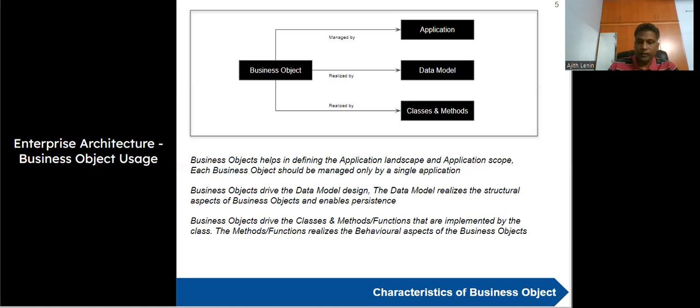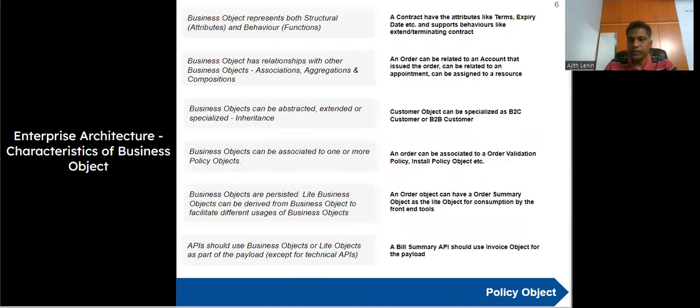Now let's quickly look at the characteristics of business objects. Business objects represent both structural and behavioral aspects. We talked about that. For example, a contract can have attributes like terms, expiry date, etc. And it will have behavioral aspects also, like extending the contract, terminating the contract, etc. Those are the behavioral aspects, so both should come together.